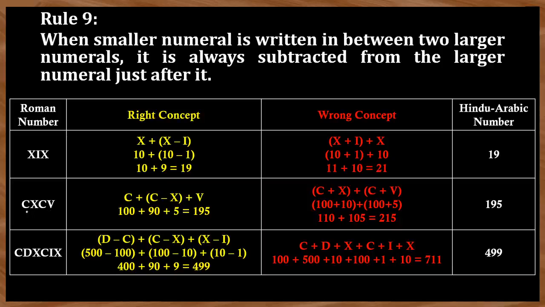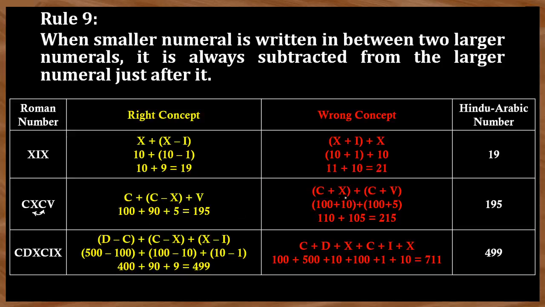Means what you have to do here, you should not take CX together and CV together. You have to write C first like this, C plus, and subtract this smaller number from which is next just after it, which is X, C minus X plus 5. So now it is C means 100, C minus X is 90 plus 5, which is 195. You should not take this. This is a wrong concept.